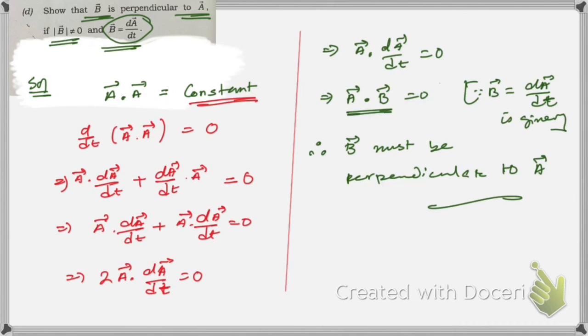Because you see, this dot product will be 0 only in two cases: either a or b is equal to 0, or they must be perpendicular to each other. It is already given that the magnitude of vector b is not equal to 0, and since we are getting a dot a equal to a constant, that means a is also not equal to 0. Magnitude of a is also not equal to 0. Hope you have understood this. That's how you can solve this question. Now let's move on to the next question.